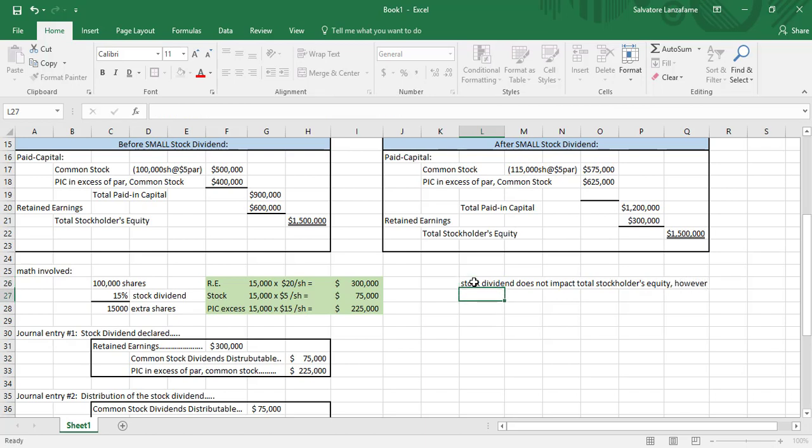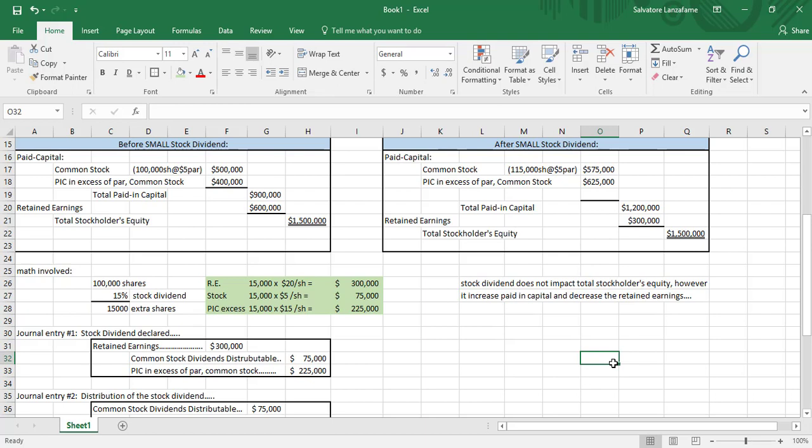However, it increases your paid-in capital and decreases the retained earnings. So that's what you want to remember when it comes to a stock dividend.